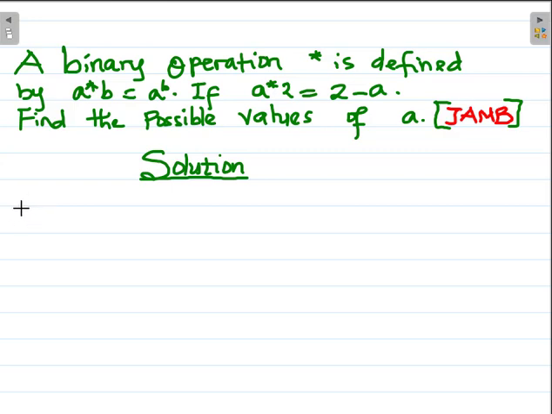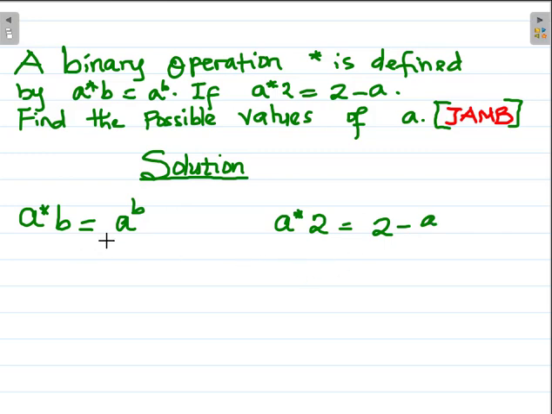So the problem says A star B is defined as A to the power of B. This is a definition of this function. But on the other hand, it also says A star 2 is 2 minus A.